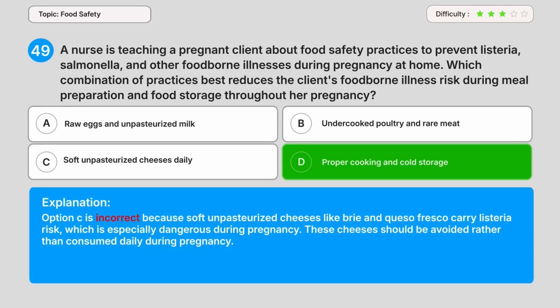Option C is incorrect because soft, unpasteurized cheeses like brie and queso fresco carry listeria risk, which is especially dangerous during pregnancy. These cheeses should be avoided rather than consumed daily during pregnancy.